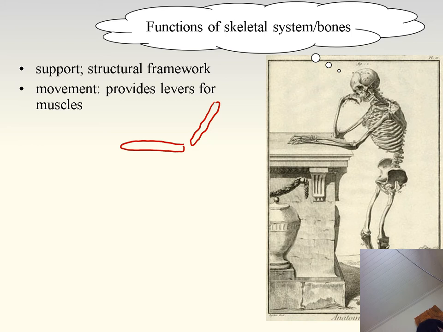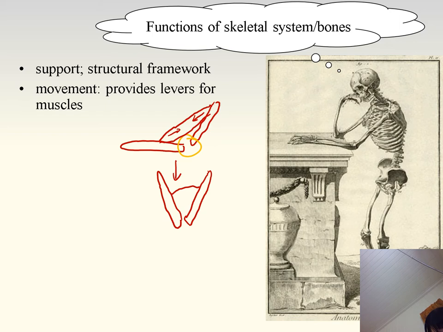So a lever has two parts that move independently of each other, and then a fulcrum where they meet. That's this. So if I attach a muscle here, and then I attach it to the same bone down here, if this muscle gets shorter, nothing happens. It's just going to pull on the bone for no reason. However, if I take this muscle here and I make it go across the fulcrum, like so, that means when the muscle gets shorter, it is going to pull this joint into a more acute angle. So that's what I mean when I say provides levers for muscles. It's literally what I just drew.